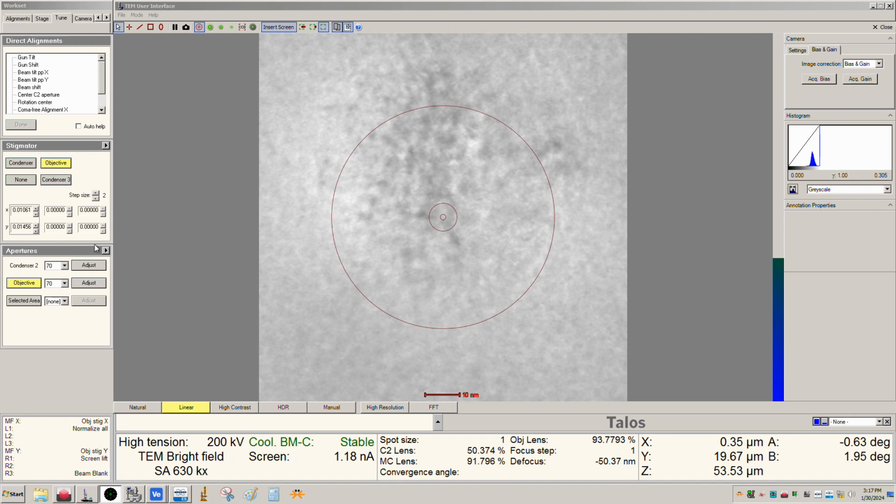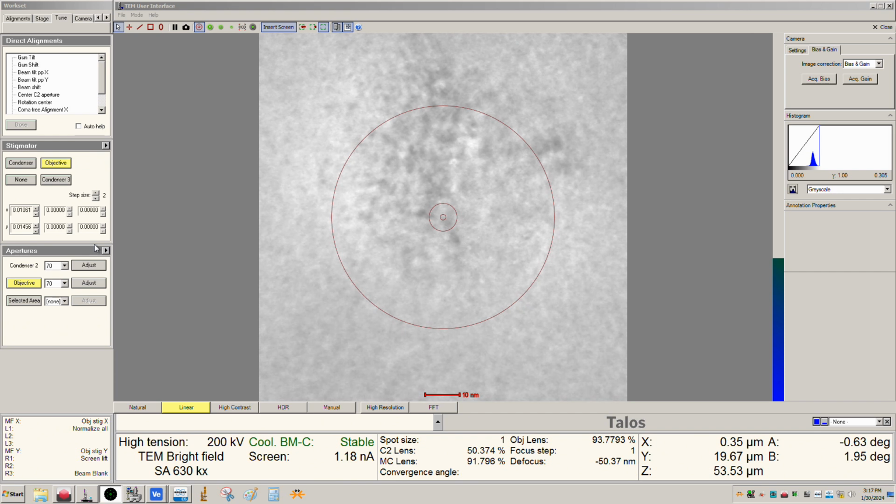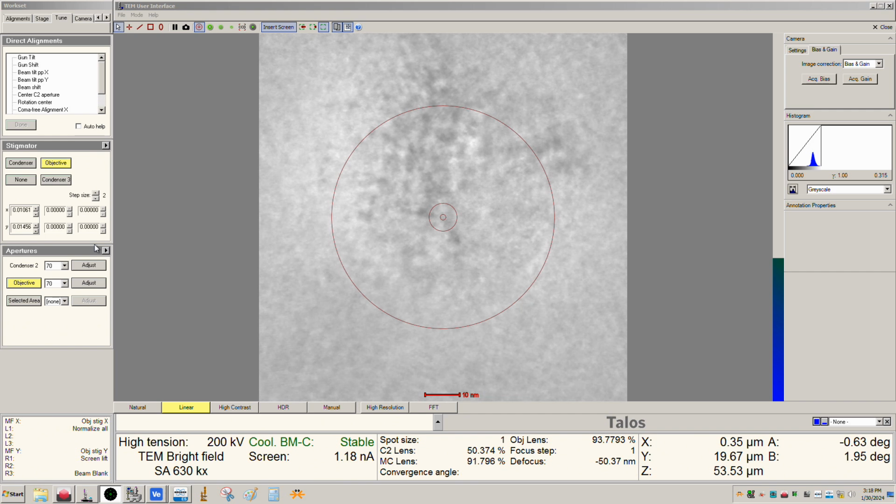You don't need as much current as you probably think you do, okay? If you have a decently prepared sample, I guess the question then is, well, where do you start? I like to start somewhere between 1 to 1.5 nanoamps, just for general bright field / high resolution, aka lattice imaging. That's usually where I like to start with things.